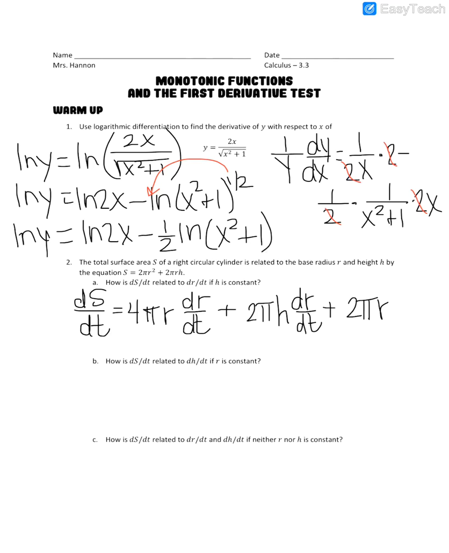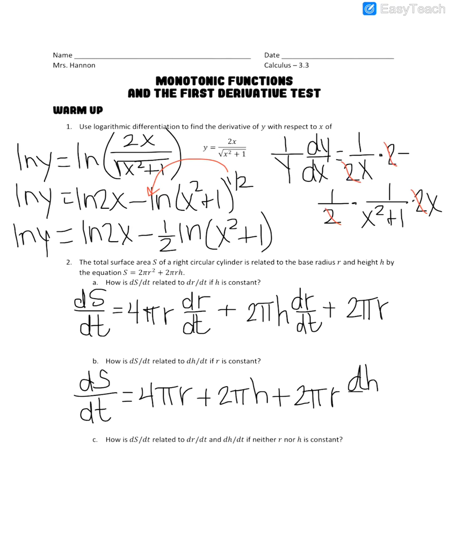All right, B, how is ds dt related to dh dt if r is constant? Okay, so we're basically doing the same thing again. This time we don't need the dr dt and we do need the dh dt. So ds dt equals 4 pi r plus 2 pi h plus 2 pi r dh dt.